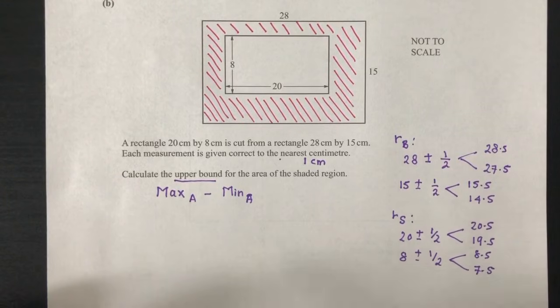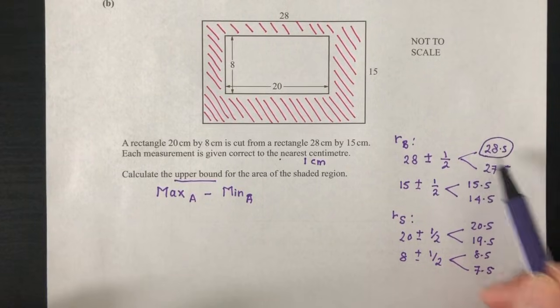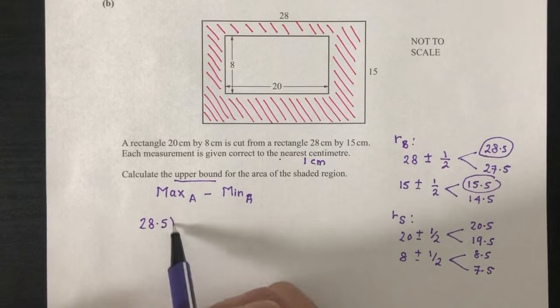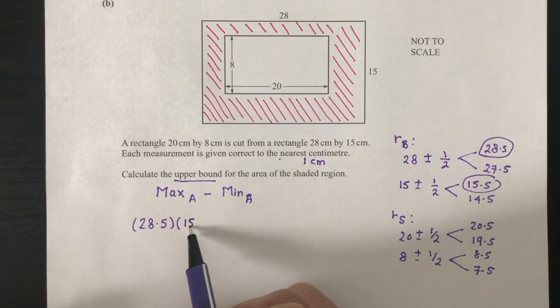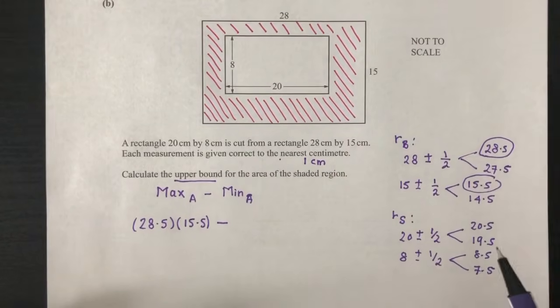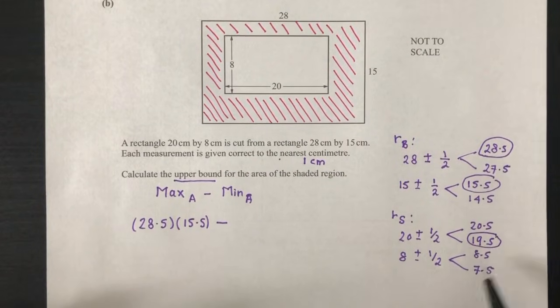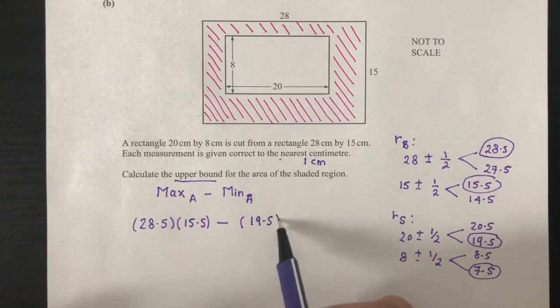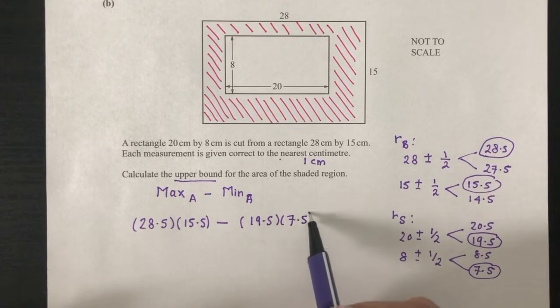So now one by one, you want to find the maximum area of this big rectangle. You will take the max length and the max width. So 28.5 times 15.5. Now you want to minus the minimum area of this small one. You will take the minimum length and the minimum width. So minus 19.5 times 7.5.